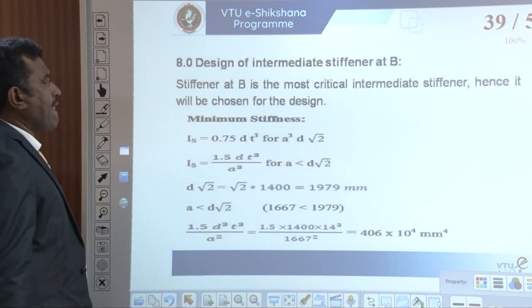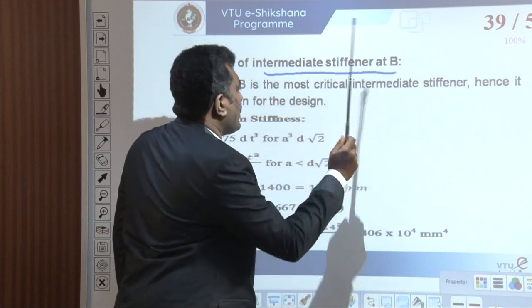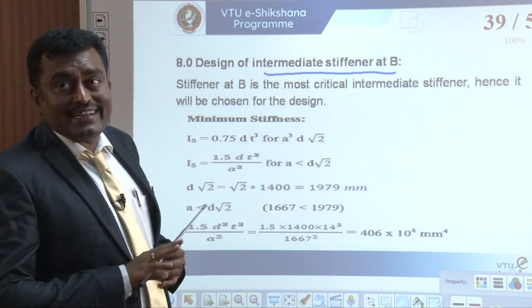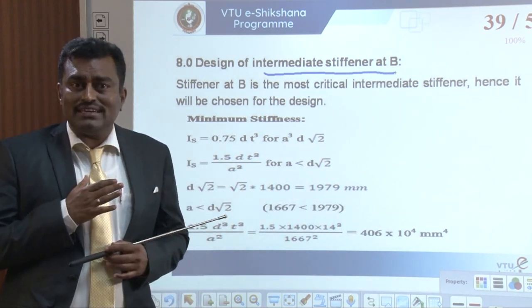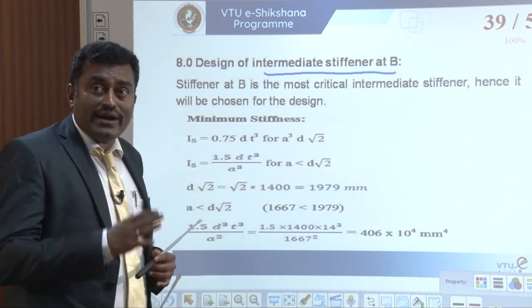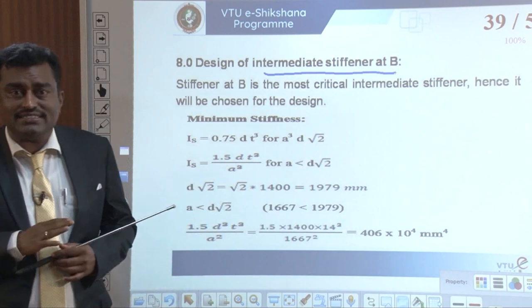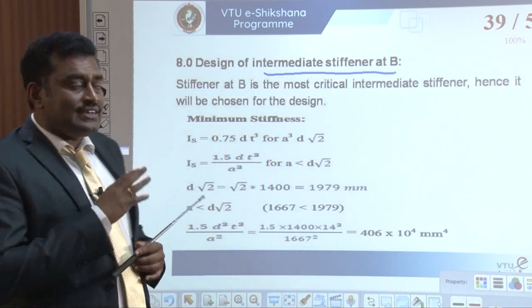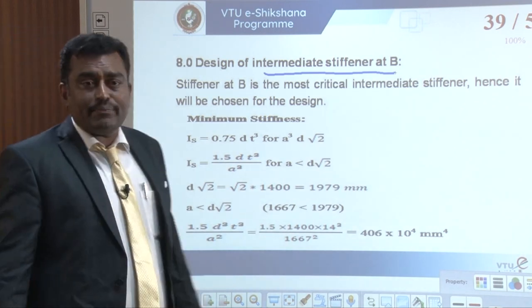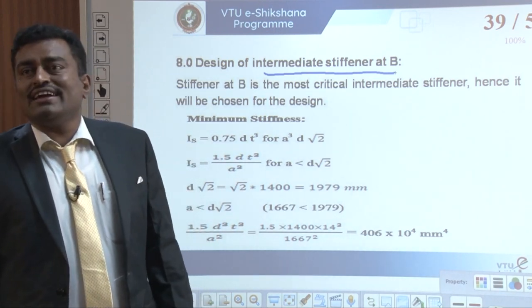This is okay. Then coming to the design of intermediate stiffener, that is B. In your problem, this is only a check for the intermediate stiffener. But if panel A, B is safe, then definitely the intermediate stiffener is also safe. If you are adopting a different section, then a check for the design will be needed. Therefore, the stiffener at B is the most critical intermediate stiffener. Hence, it will be chosen for the design.